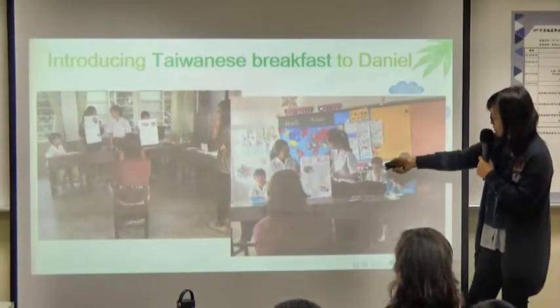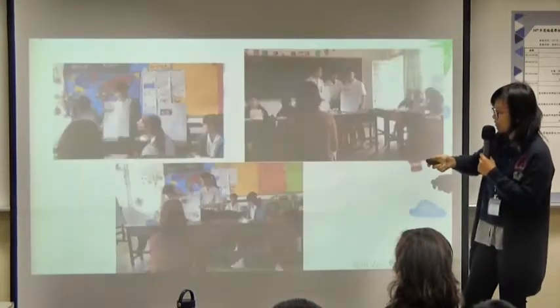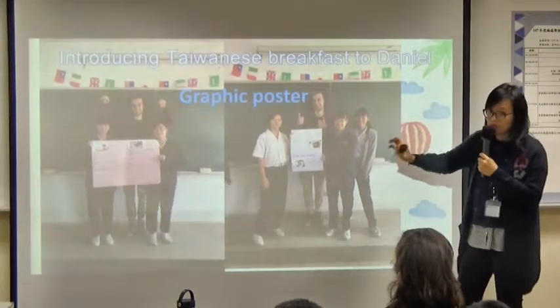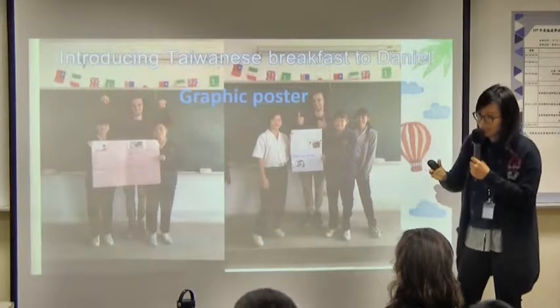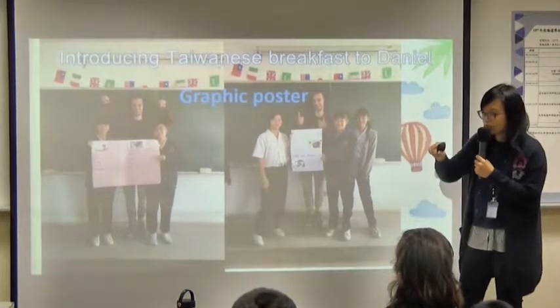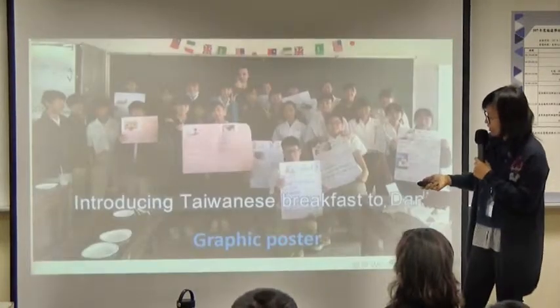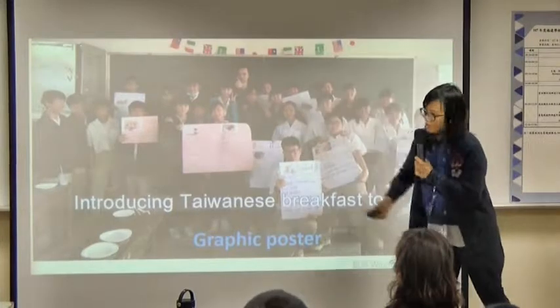And the posters, I have them in the room, in 509. In the poster, they write down the name of the food, and also the price for it, and how it tastes, and what the ingredients are, and write a little introduction of the food. Okay, and these are all the posters students made with Daniel.